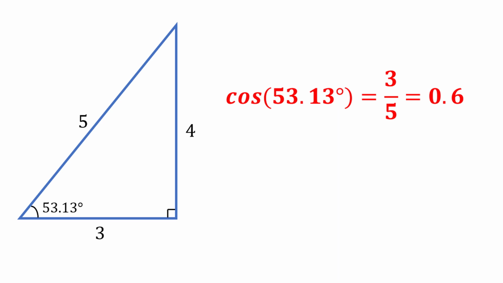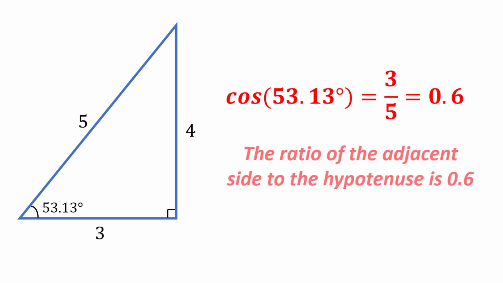Sure, that is true in this case, but in general, if you have an angle of 53.13 degrees, that does not mean that the adjacent and the hypotenuse side have to be 3 and 5. 0.6 is just the ratio of the adjacent side to the hypotenuse side. That's why we call them trigonometric ratios. There are actually an infinite number of triangles that could be constructed that have a ratio of the adjacent to the hypotenuse side of 0.6, and all of them have an angle of 53.13 degrees.